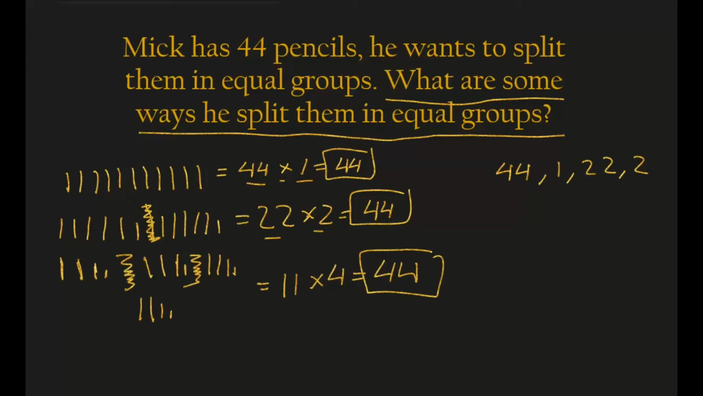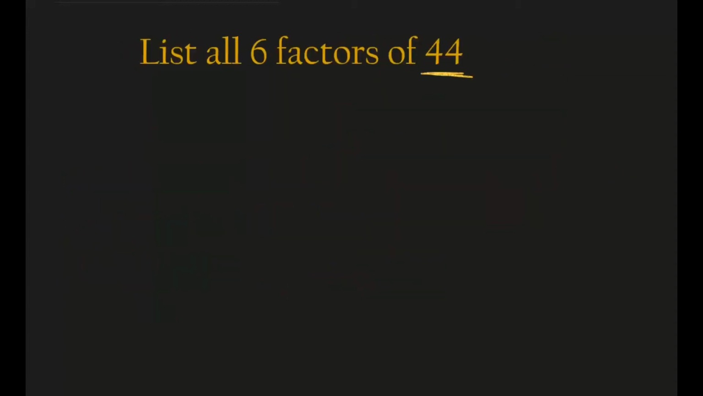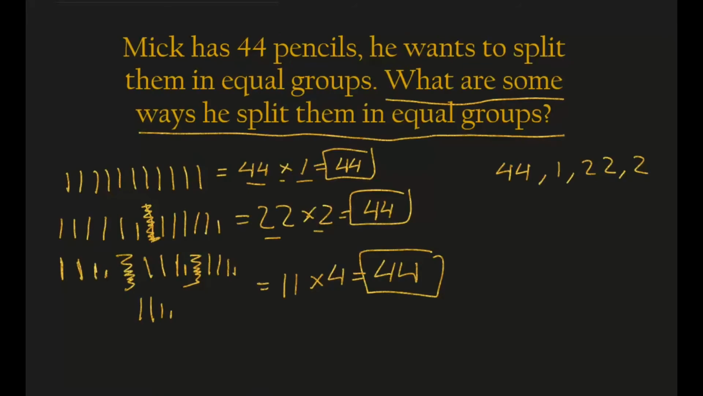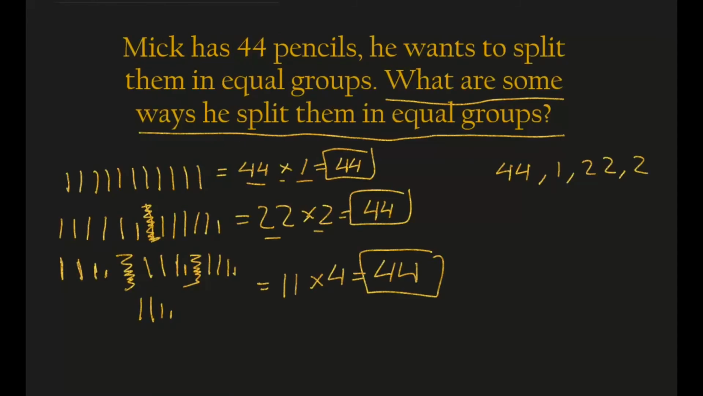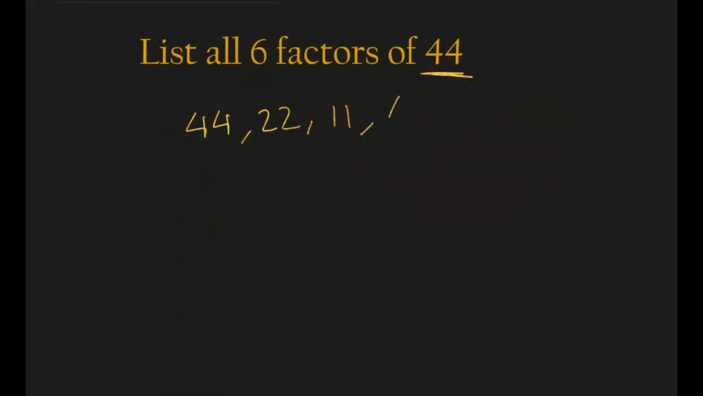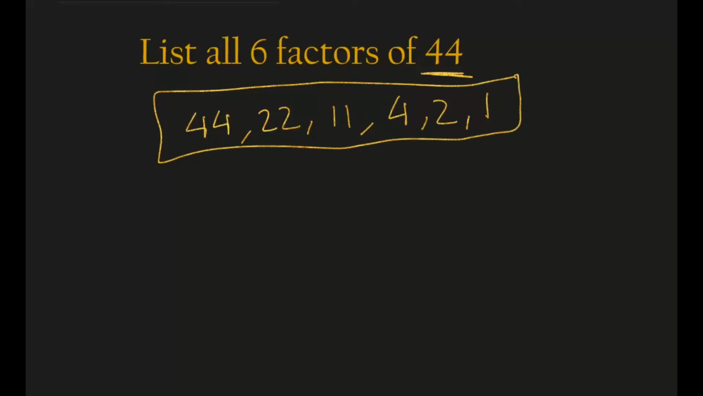So now, why don't you try some problems on your own? But before, let's list all of these. So we have 44, 22, 11, and then 4, 2, and 1. So these are all 6 factors of 44. So you can try more problems by yourself.